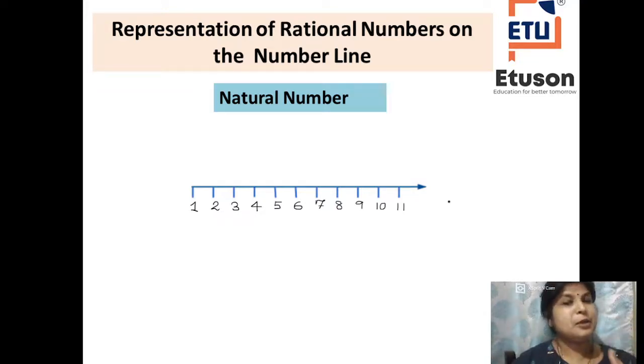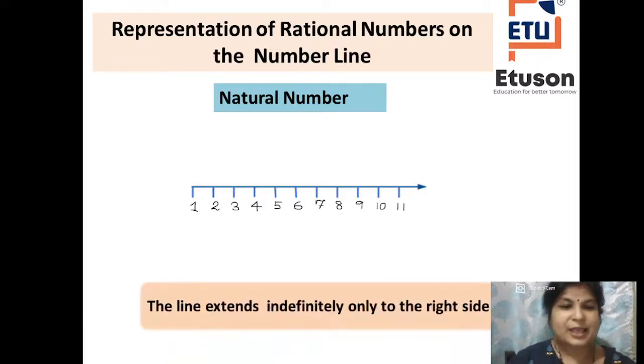And always remember, in the number line, if you are going towards the right, the numbers are increasing. If you are going in the backward direction, then the numbers are decreasing. So these rules you have to remember while performing certain operations on the number line. In case of natural numbers, the line extends indefinitely only to the right side of 1. Correct? I think it might be clear for you.